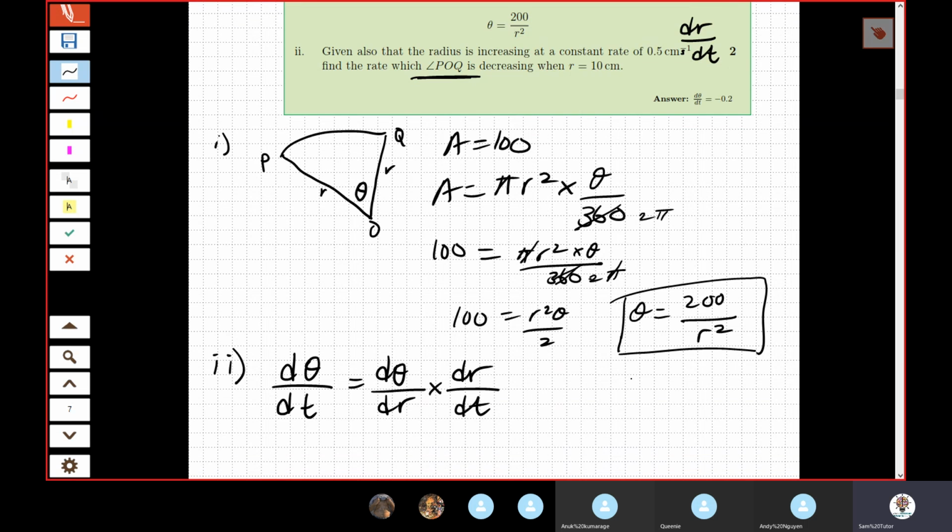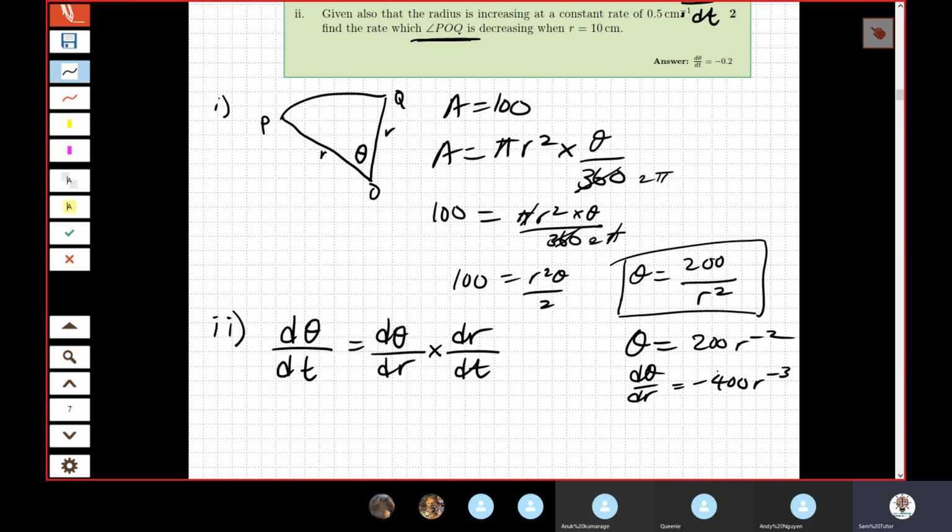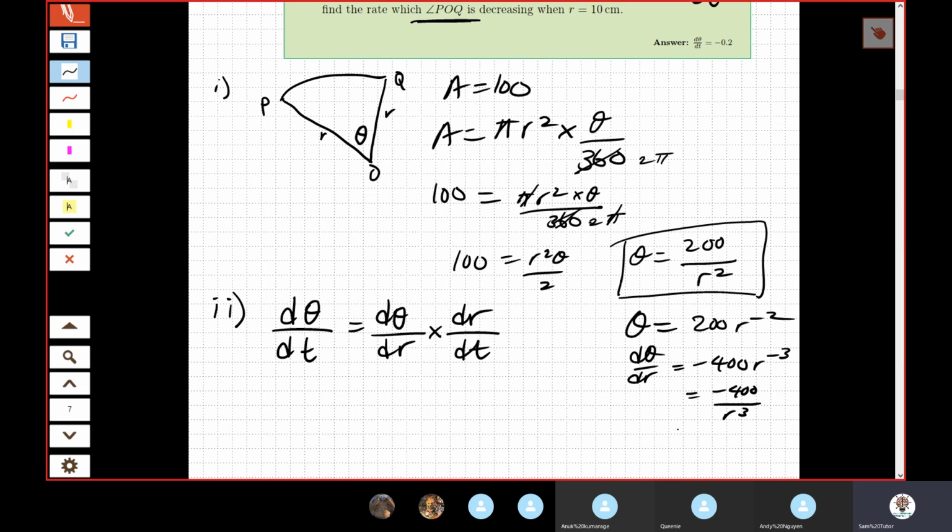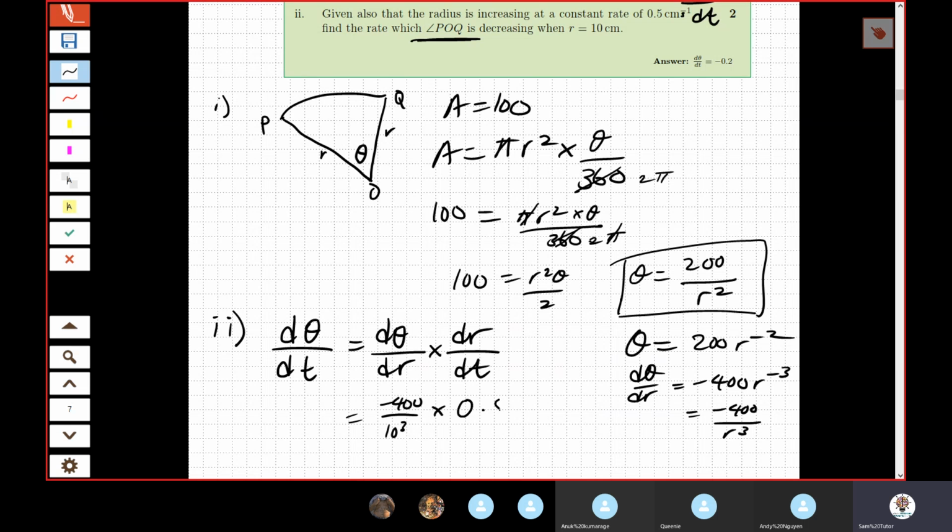D theta on dr times dr on dt. To do that, you can't differentiate powers on the bottom, so you bring them up. D theta on dr is equal to negative 400 r to the negative 3, so that equals negative 400 on r cubed. The radius is 10, so 10 cubed, times dr on dt, which is 0.5. We can probably see the answer: it's negative 0.2.